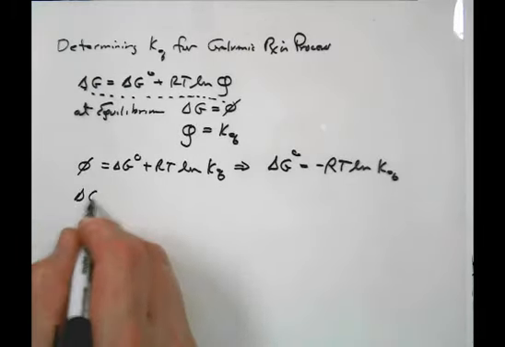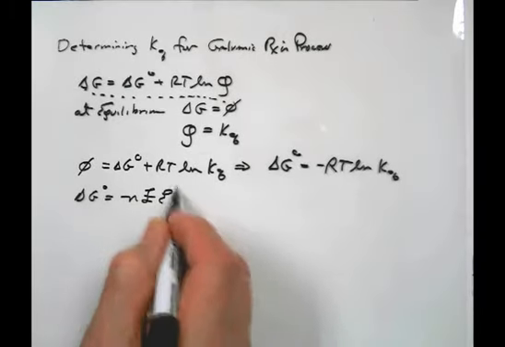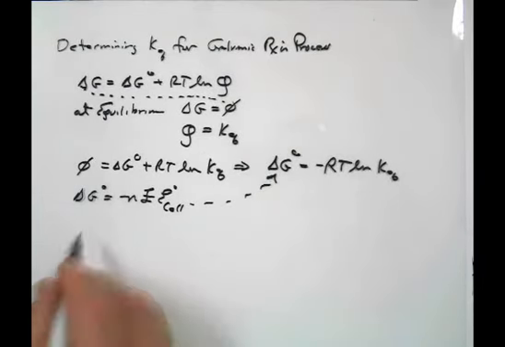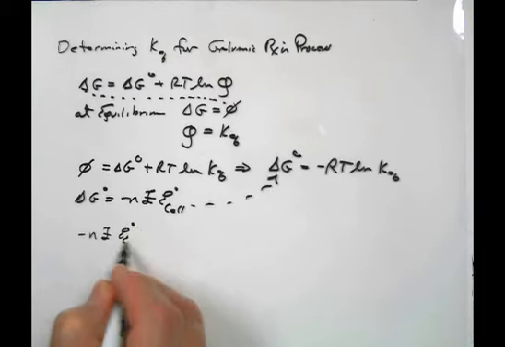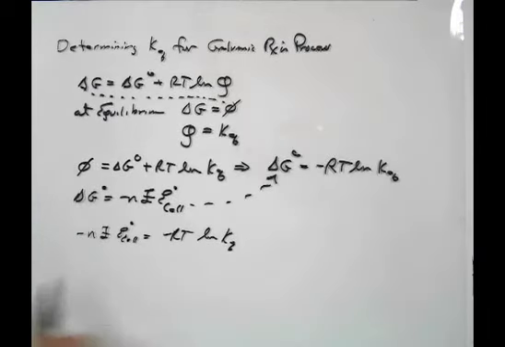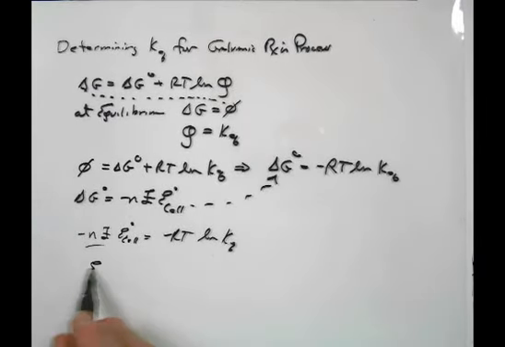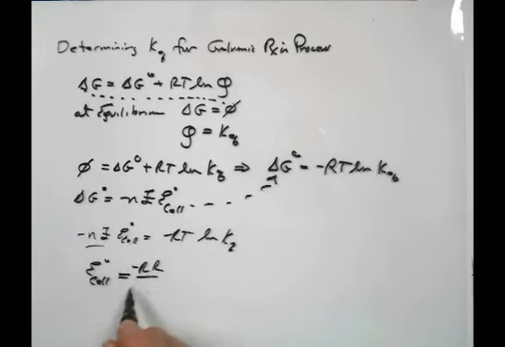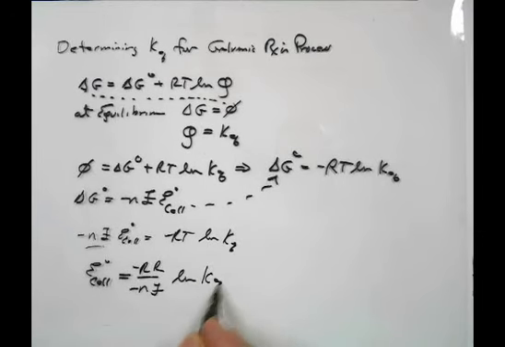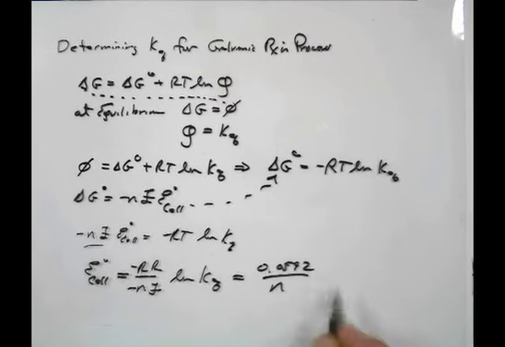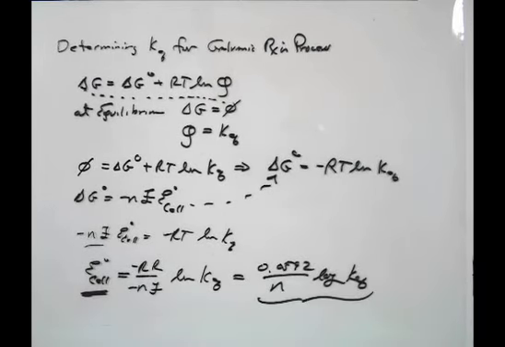value. Now, we know that delta G naught is a minus NF E naught cell. So if we put that into this equation, we have a minus NF E naught cell equal minus RT ln KEQ, like that. Divide through by the NF, and we have E naught cell equal to RT over NF ln equilibrium constant, and this is 0.0592, becomes a plus, over N log KEQ. So here and here, you want to memorize that.